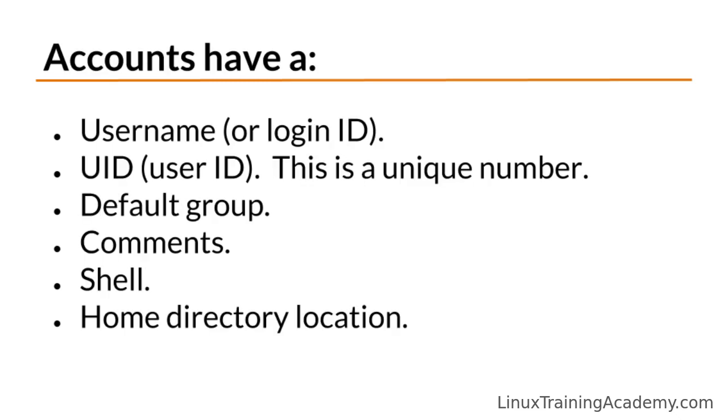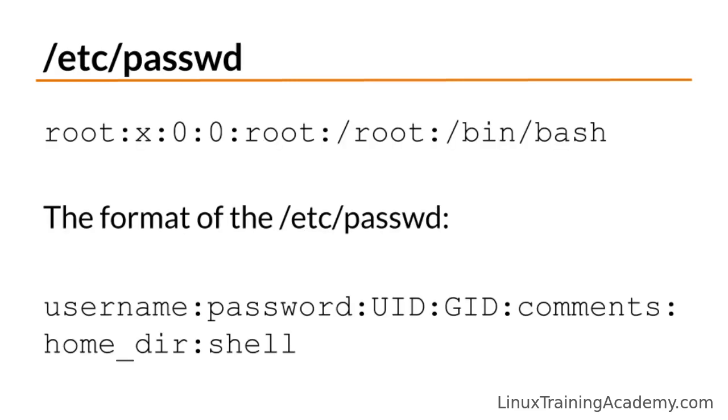Linux is a multi-user operating system. Not only can multiple accounts exist on the system, but those accounts can be used at the same time. Each account consists of a username and a unique number called the UID, short for user ID. Also, each account has a default group to which it belongs, some comments associated with that account, a shell to execute when the user logs into the system, and a home directory. All this information is stored in the /etc/passwd file.